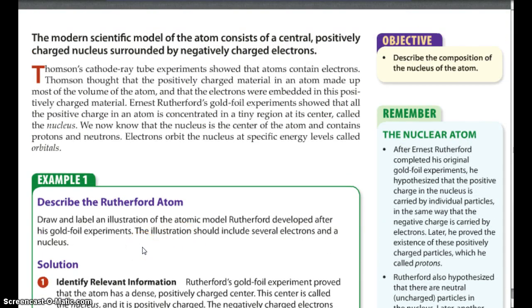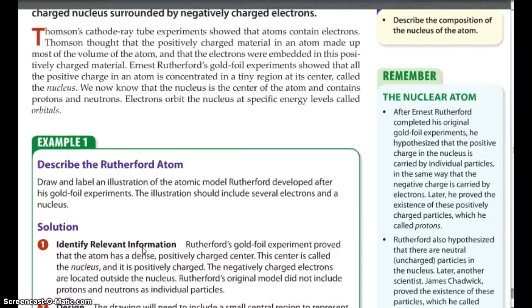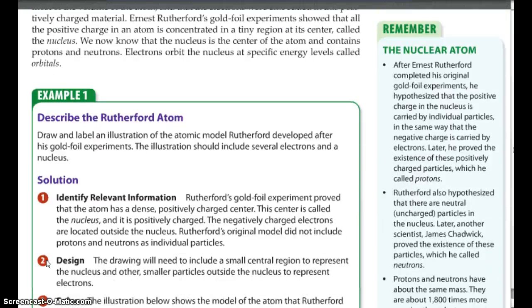Draw and label an illustration of the atomic model Rutherford developed after his gold foil experiment. The illustration should include several electrons and a nucleus. Alright, so you can hit pause and do that. Identify relevant information. Rutherford's gold foil experiment proved that the atom has a dense, positively charged center. The center is called the nucleus, and it's positively charged. The negatively charged electrons are located outside the nucleus. Rutherford's original model did not include the protons and neutrons as individual particles, because they didn't know that yet.